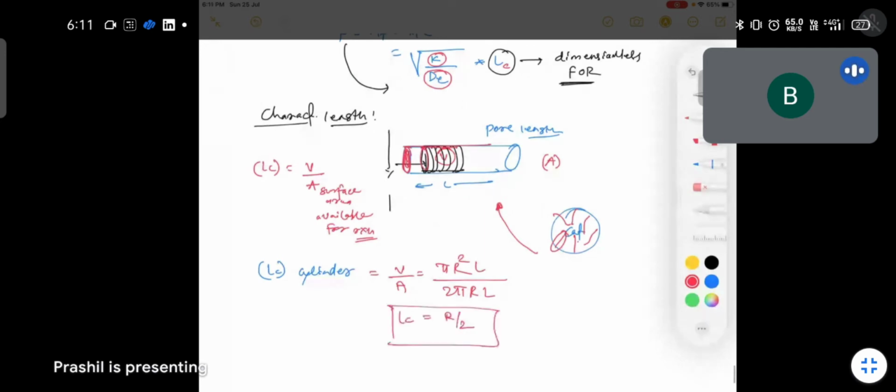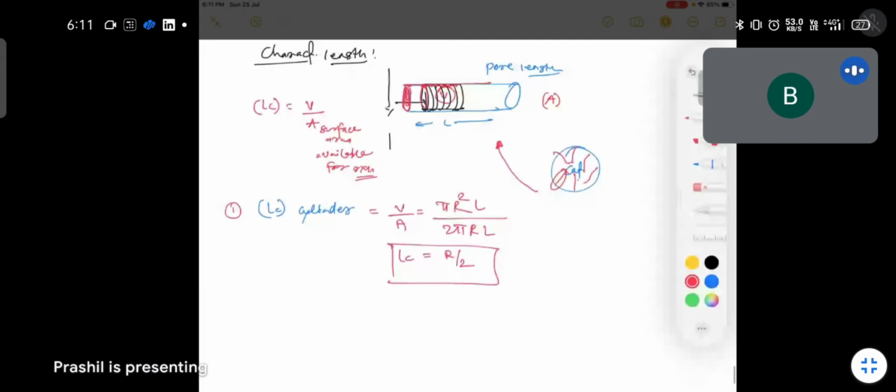Second, if I derive it for a sphere, LC is equal to volume divided by surface area. Volume is 4 by 3 pi r cube divided by surface area, which is 4 pi r square. You calculate it.